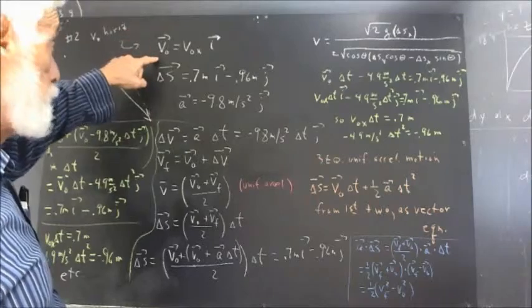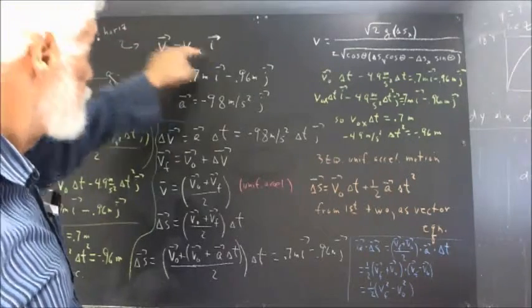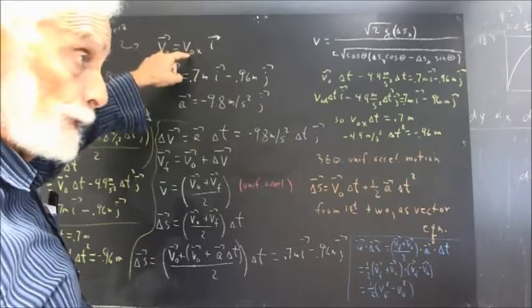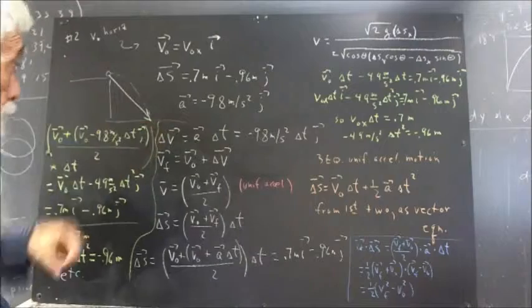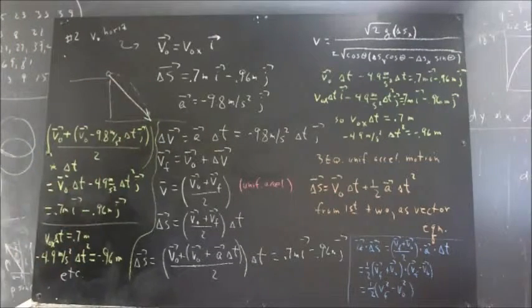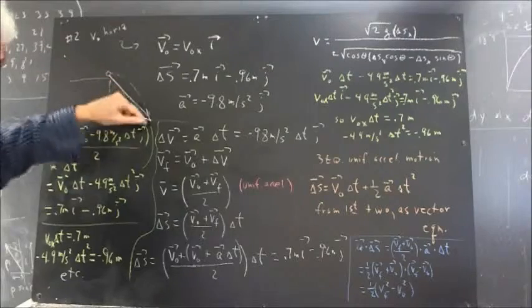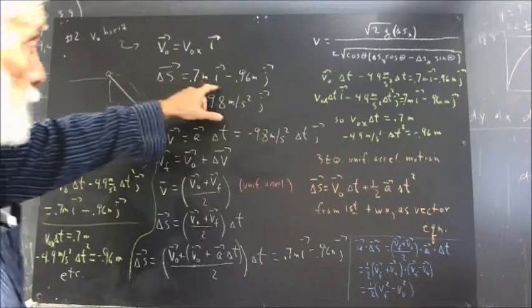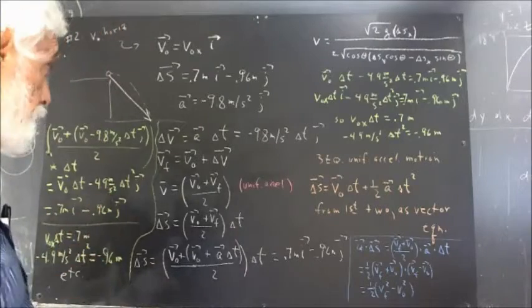So the initial velocity, we'll say, is just v0x times i. We could just use v0, but let's remind ourselves that this is an x, so in the x direction. Our delta s is the vector from here to here, just this vector. This is our delta s vector, 0.7 meters times i minus 0.96 meters times j. That should be very obvious.